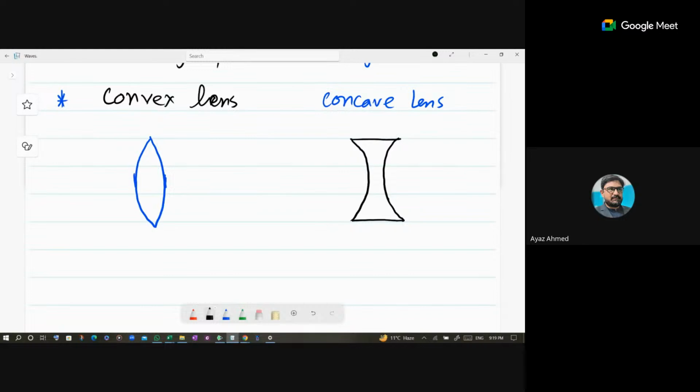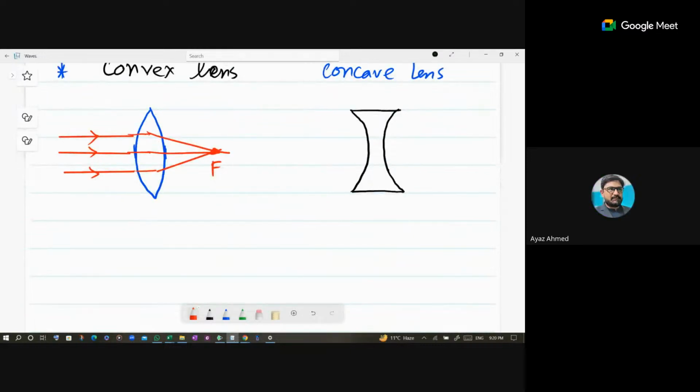So technically, if I throw the light on this one, what will it do? It will focus all the light at a single point, and we call that single point the principal focus of that lens. That is your principal focus, also called the focal point.